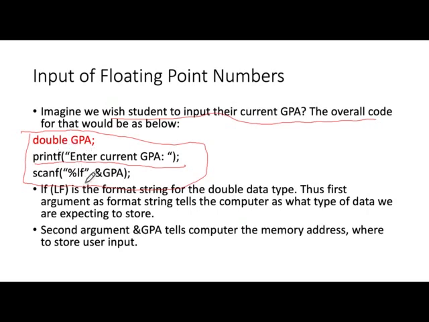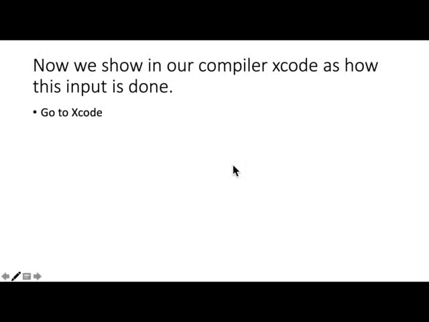This is not %if, it is %lf. So we do %lf to tell computer that the memory that is coming after this, after comma, is a double precision or long float type memory. And once again we give the address of that memory location, okay, where computer will store the user input. Okay, now we go to Xcode and show you this and more.